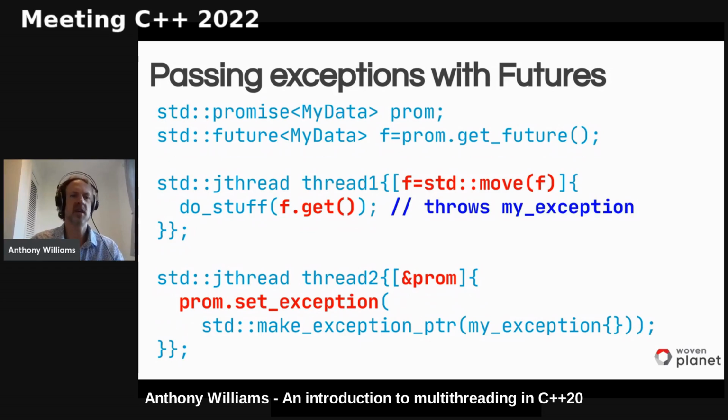Like I said, if you set an exception, then it is thrown. So in this case, we're explicitly making an exception pointer that wraps my exception class. And then when we call get here on thread 1, it will not execute do stuff because f.get will throw, and it will throw the my exception value that was constructed on thread 2.